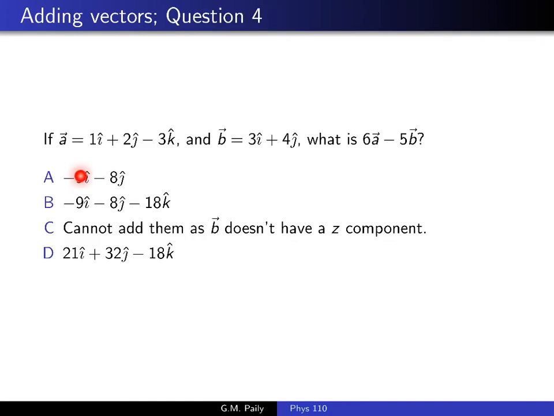One more question. A is given in unit vector notation like this, 1 I hat plus 2j hat minus 3k hat, and B is given as 3 I hat plus 4j hat. And the question is, what is 6a minus 5b? Pause the video here, take a few moments and calculate the answer. And the next slide will show the answer.